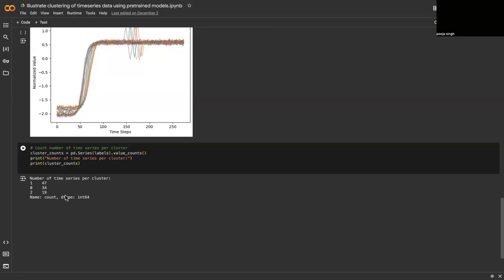So this notebook provides a step-by-step guide to clustering time series data using time series K-means with DTW. And it highlights data preprocessing, normalization, and then clustering with tslearn, interpreting results, and then visualizing the clusters for better understanding of patterns. Thank you.